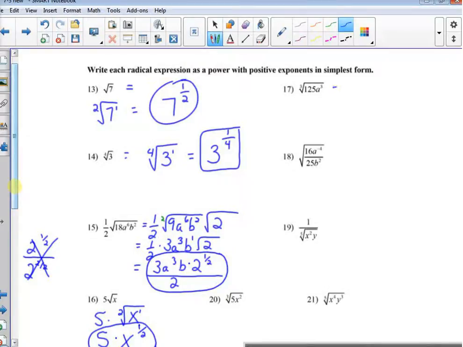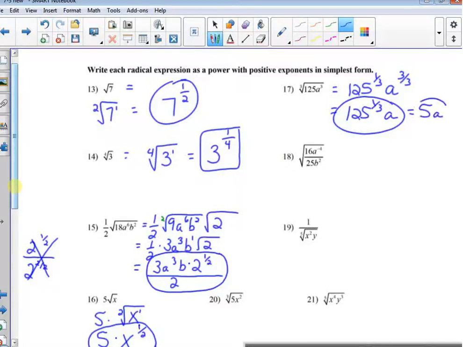17 is 125 to the 1/3 and a to the 3 divided by 3, which is 125 to the 1/3 a to the first. I'm going to simplify that like that. And I suppose we could even take that further and say that that's just 5a. Cubed root of 125 is 5.